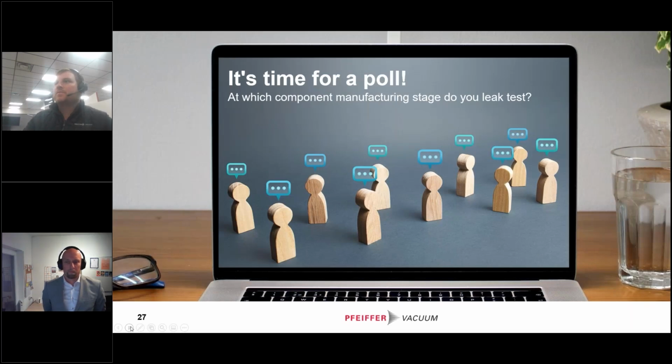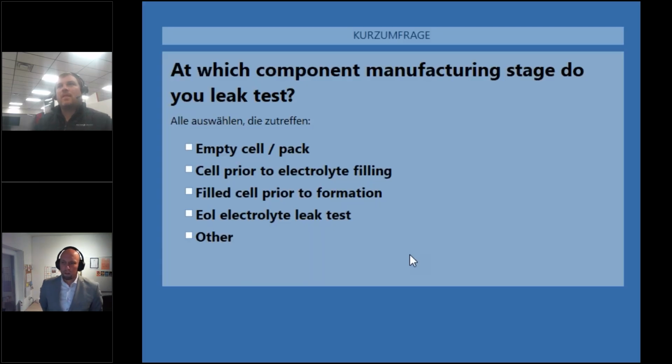So we're going to do another poll. I want to ask each of you at what stage in component manufacturing you're doing your leak testing. Are you doing empty cell or pack testing? Are you testing the cell prior to electrolyte filling? Are you filling the cell prior to formation? Are you doing an end-of-line electrolyte test? What type of test do you guys do right now? If you choose the other option, please don't hesitate to put it into the chat function, which method you're using.